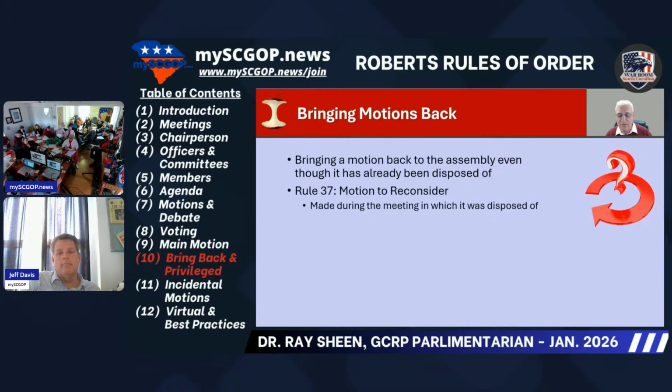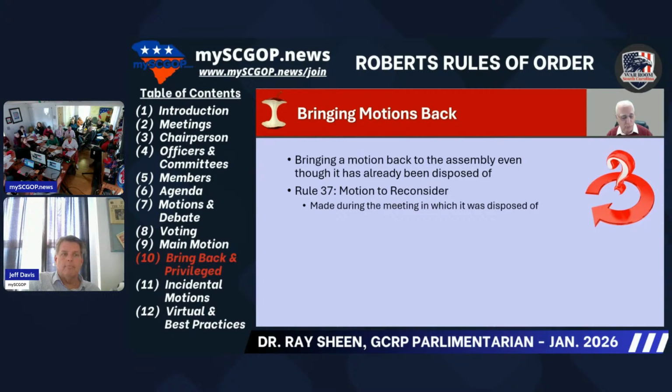There are some special rules for this motion. First, it must be made by a member who voted on the winning side of the original motion, indicating a potential change of heart. It must be made during the meeting in which it was approved and before the specific action directed by the motion has actually taken effect. If approved, it comes back with the same wording and same level that existed when it was approved.